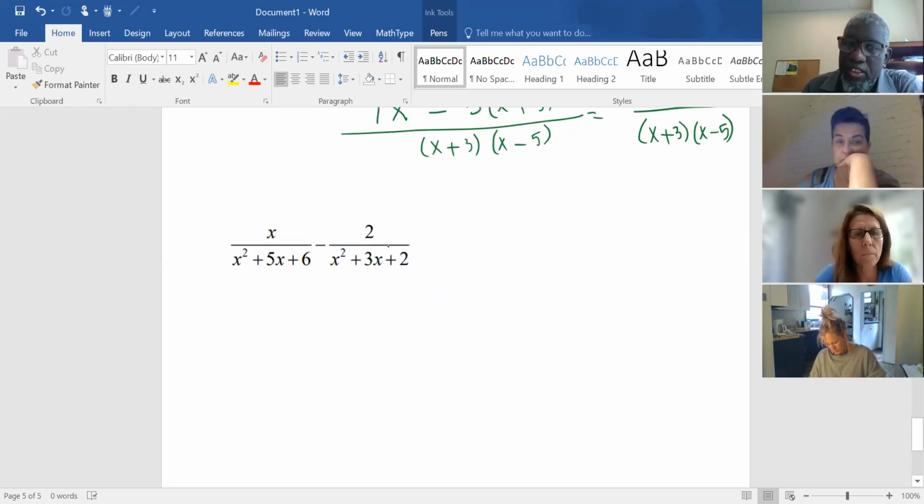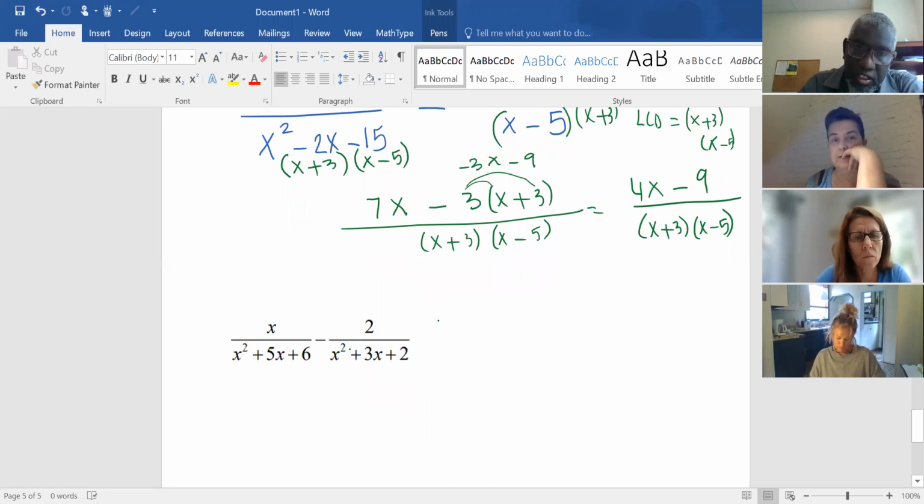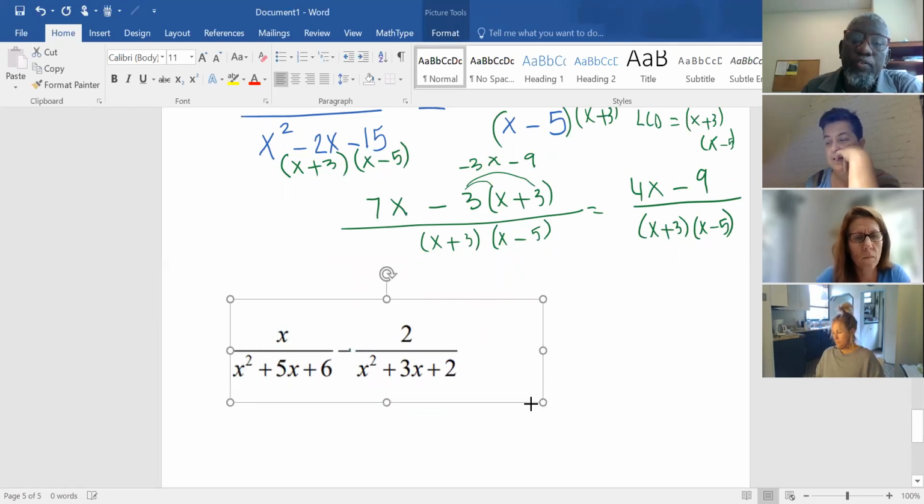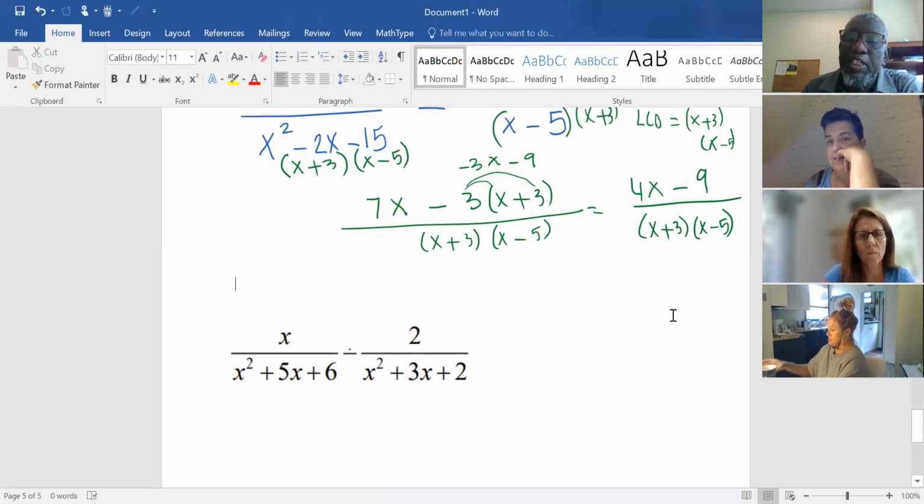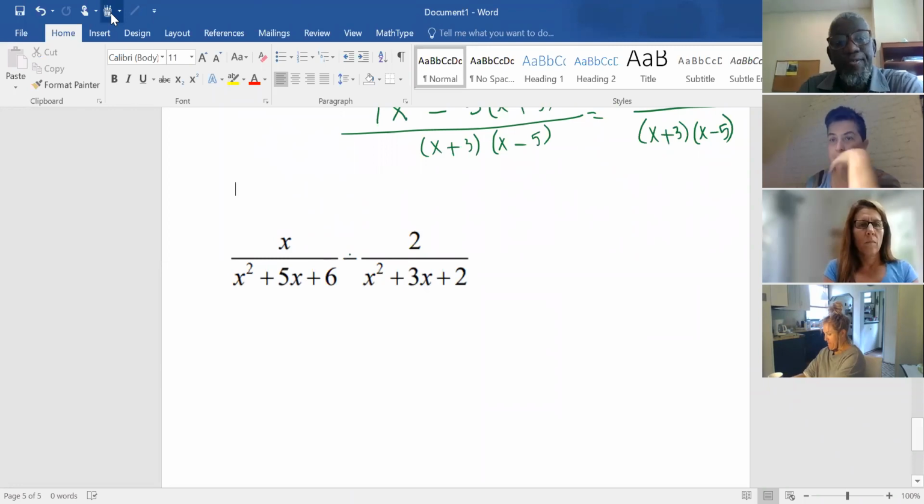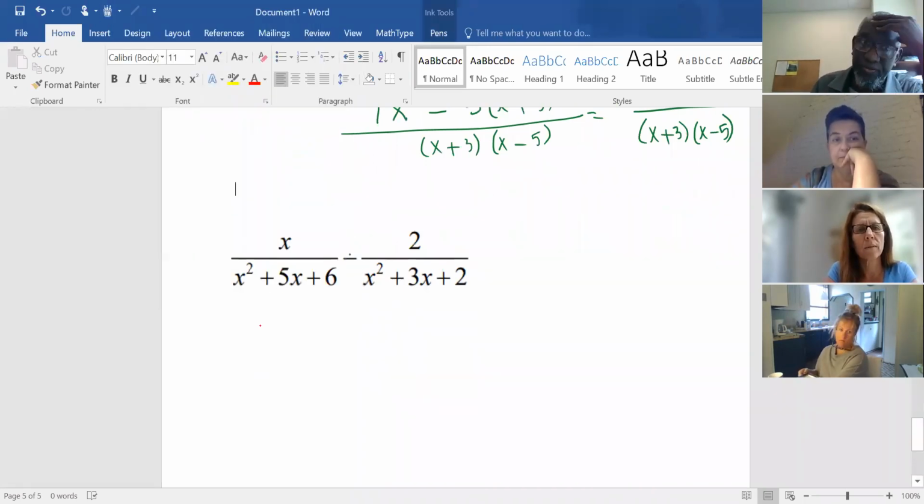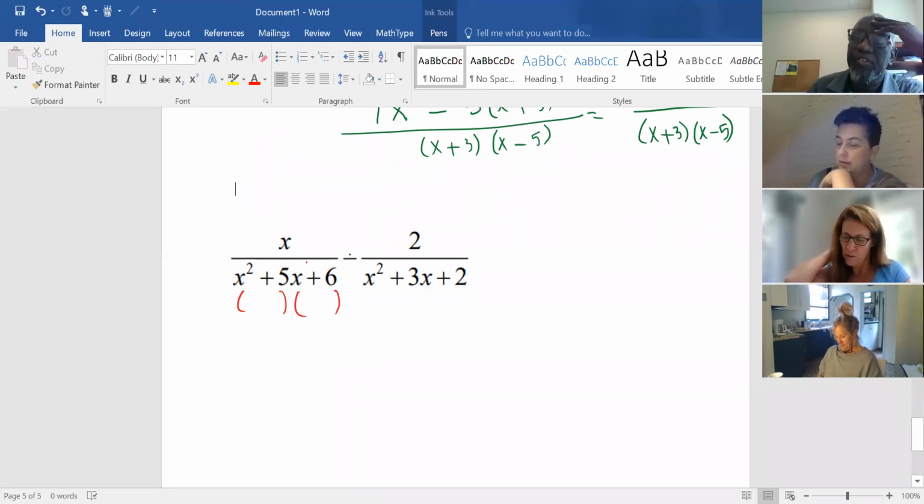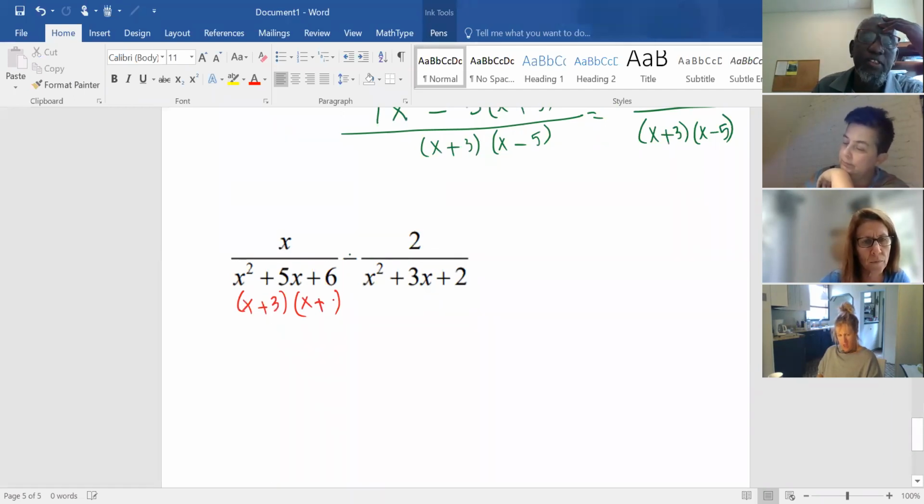We understand the next one could be a little bit, not a lot, but a little bit harder, because the LCD might be a little bit bigger, right? So again, somebody, how do we factor the first denominator? I can do it if you want. Go ahead, please. So the first denominator would be factored x plus 3 and x plus 2. X plus 3 and x plus 2, that is absolutely correct, right?